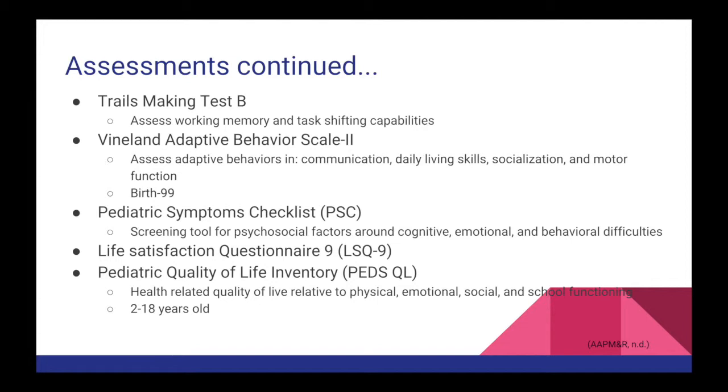The Vineland Adaptive Behavior Scale looks at adaptive behaviors in communication, daily living skills, socialization, and motor function. The Pediatric Symptoms Checklist is a screening tool for psychosocial factors, and psychosocial meaning the relationship between social factors that a child might experience in his or her life and how that impacts their thoughts and their behaviors. And this looks at the cognitive, emotional, and behavioral realms of that aspect.